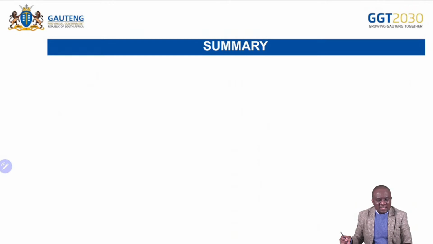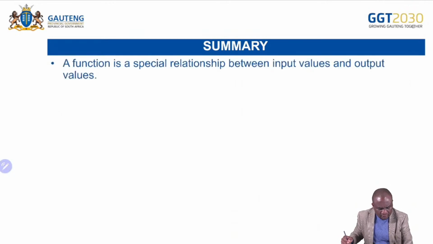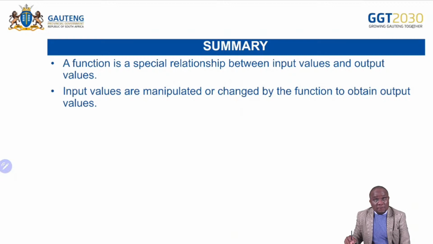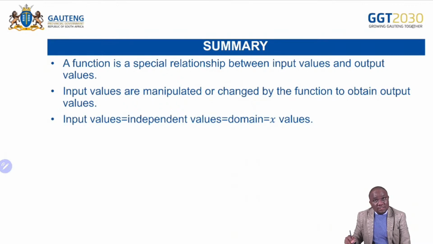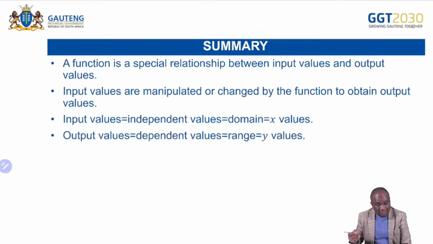Okay, let's summarize our lesson. A function is a special relationship between input values and output values. Input values are manipulated or changed by a function to obtain the output values. Input values are also called the independent values, also called the domain. They are also the x values. Output values are the dependent values, called the range, also referred to as the y values.